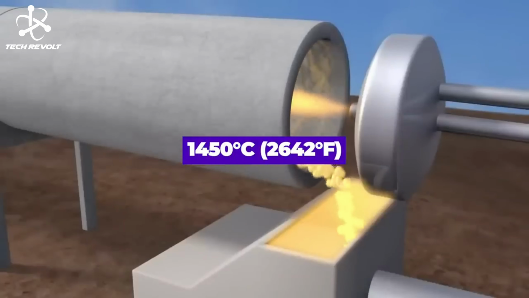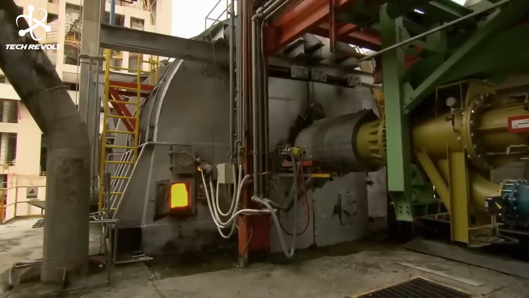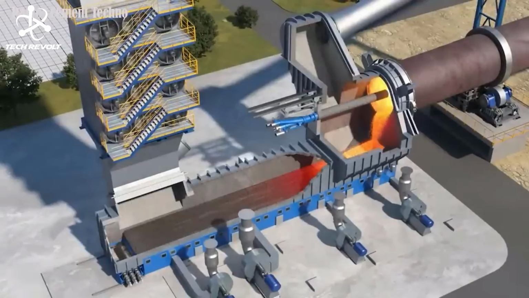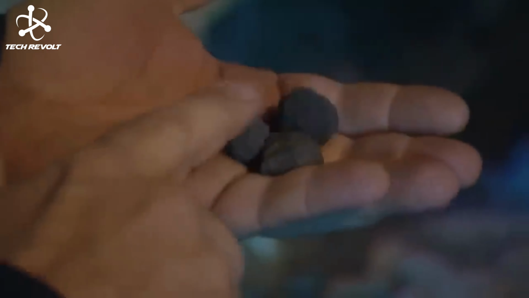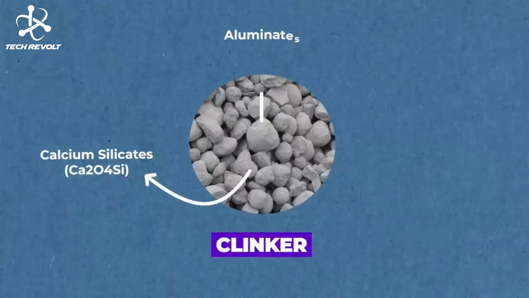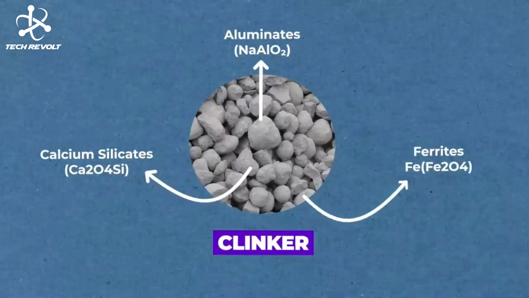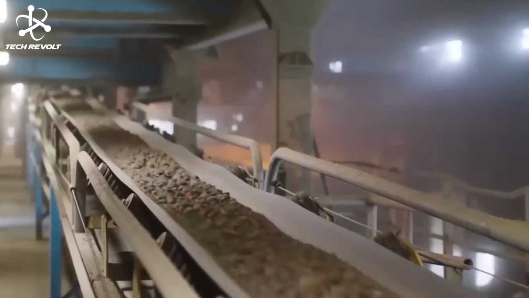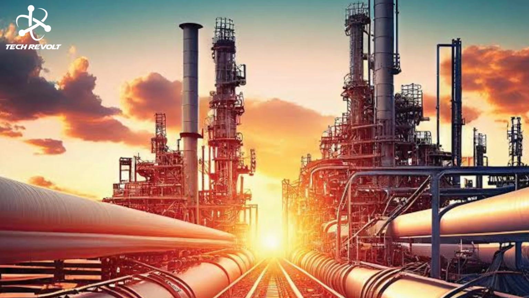At these extreme temperatures, the raw materials undergo complex chemical reactions and sintering, resulting in the formation of small, marble-sized nodules called clinker. The clinker consists of calcium silicates, aluminates, and ferrites, the compounds that give cement its strength. The fuel for firing may be pulverized coal, oil, or natural gas injected through a pipe.